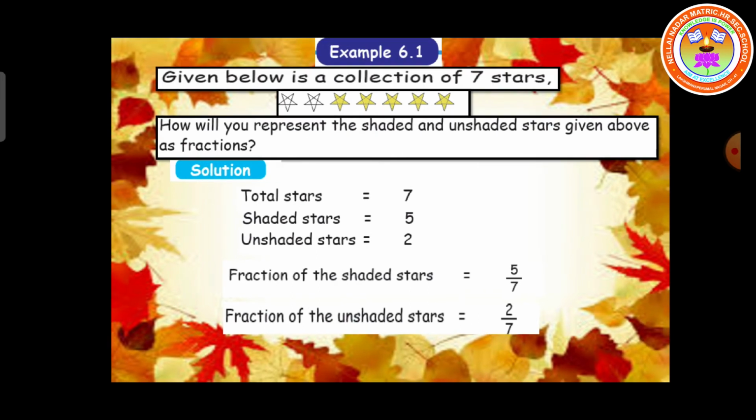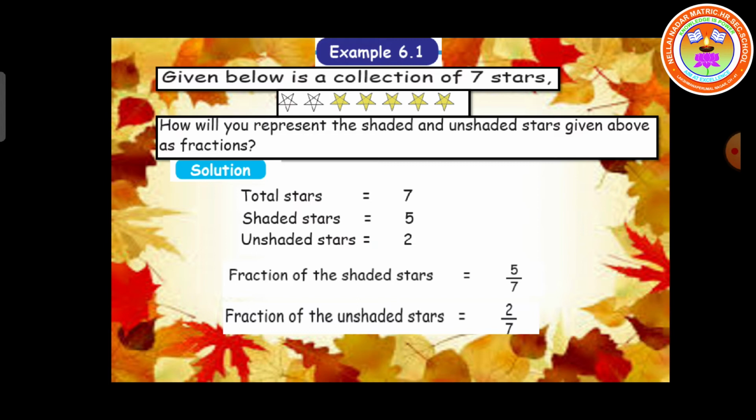Next, example 6.1. Given below is a collection of 7 stars. Students, here 7 stars are given. How will you represent the shaded and unshaded stars given above as fraction? Now we are going to write down the fraction for the shaded and unshaded stars. First count the number of stars. The total stars is equal to 7. And how many stars are shaded? 5 stars. And how many stars are unshaded?